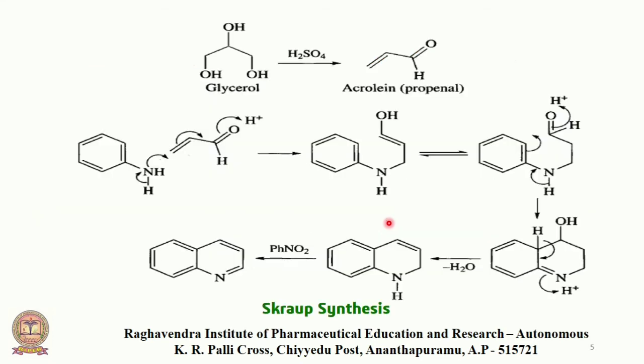So you can see these reactions. Glycerol is propane-1,2,3-triol: three carbons, each attached to an OH group. It reacts with the sulfuric acid and converts into propenal. You can see the aldehyde group at position 1, and positions 2 and 3 here. This compound is called acrolein.